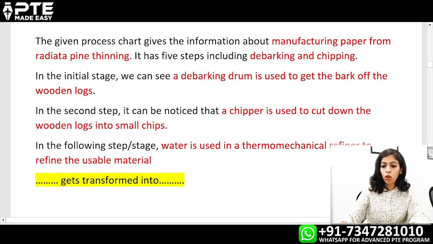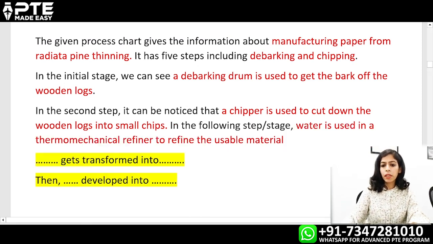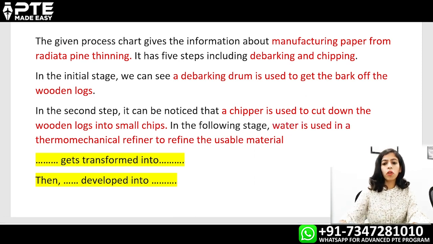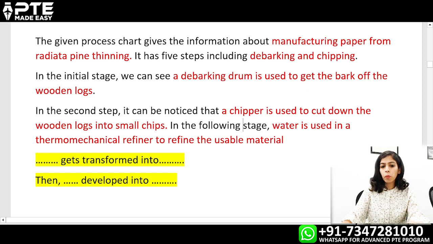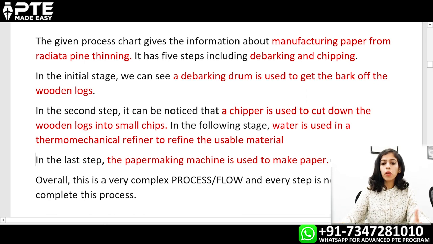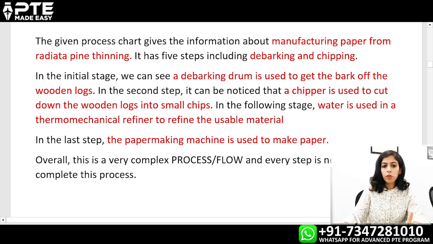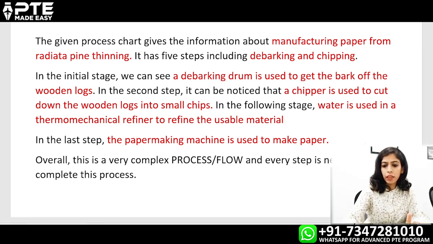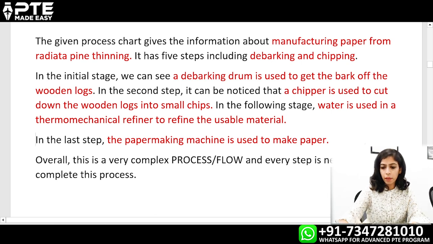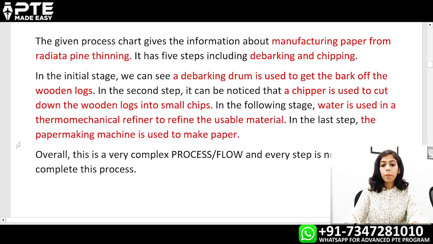Afterwards, we can say in the following step or in the following stage, water is used in a thermomechanical refiner to refine the usable material. So we can simply say this in the second step, this is happening. In the following stage, water is used in a thermomechanical refiner to refine the usable material. So this is the second last one. And in the last step, the paper making machine is used to make paper.